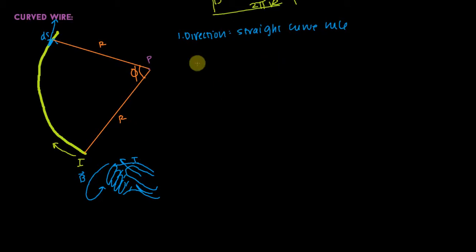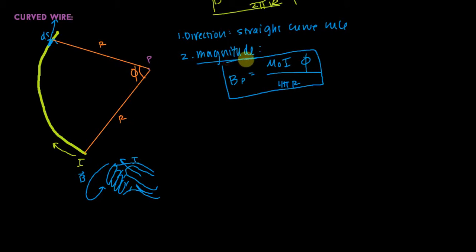So let's figure out what the magnitude is, because that is where this is a little bit tricky. The direction's not hard once you get down the right-hand rule, but the magnitude is a little bit trickier. So the end result, again, if you just want to skip to the end, if you're a SparkNotes person, it is mu naught, which is the permeability of free space, times I, times this phi, over 4 pi r. So let's figure out how this works. Let's do the proof really quick.